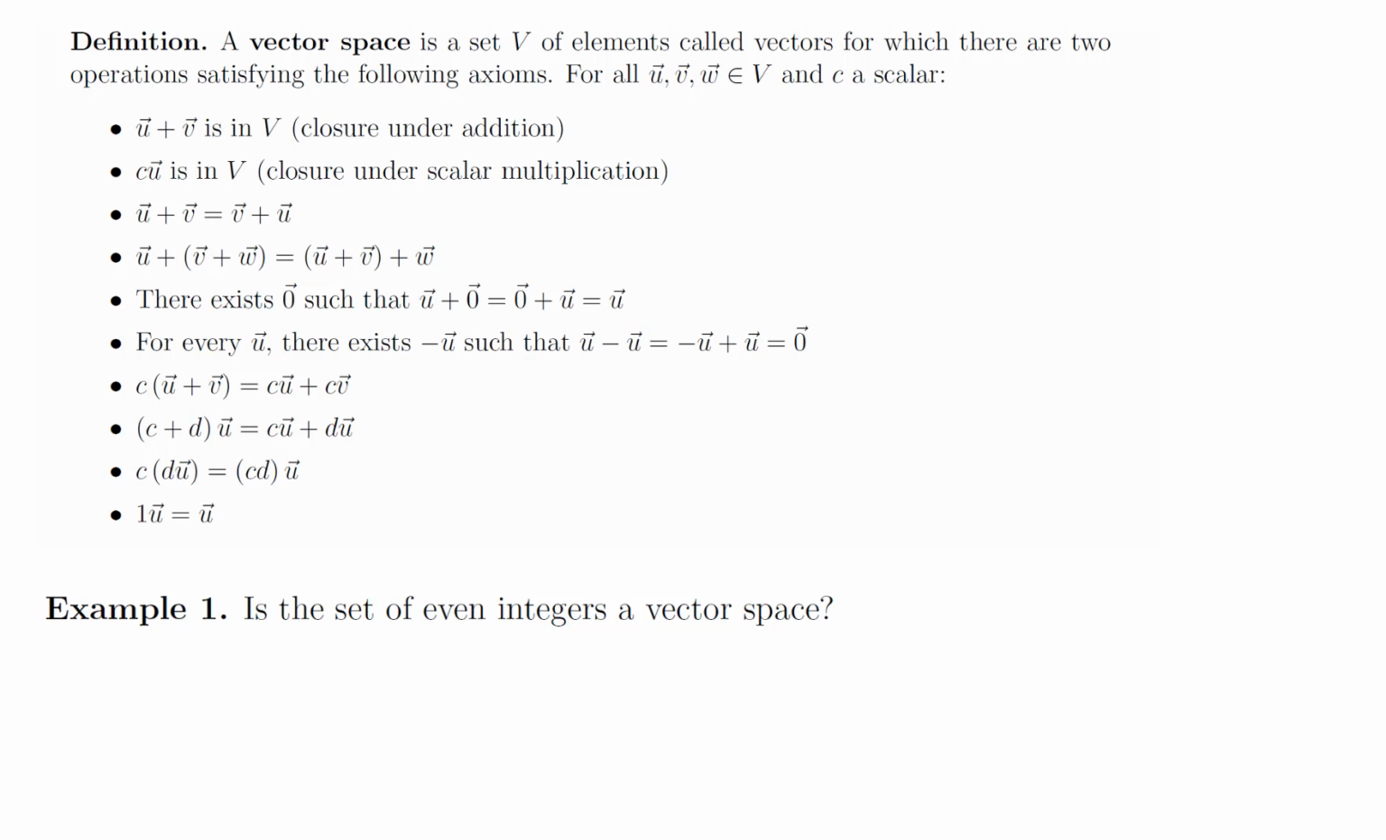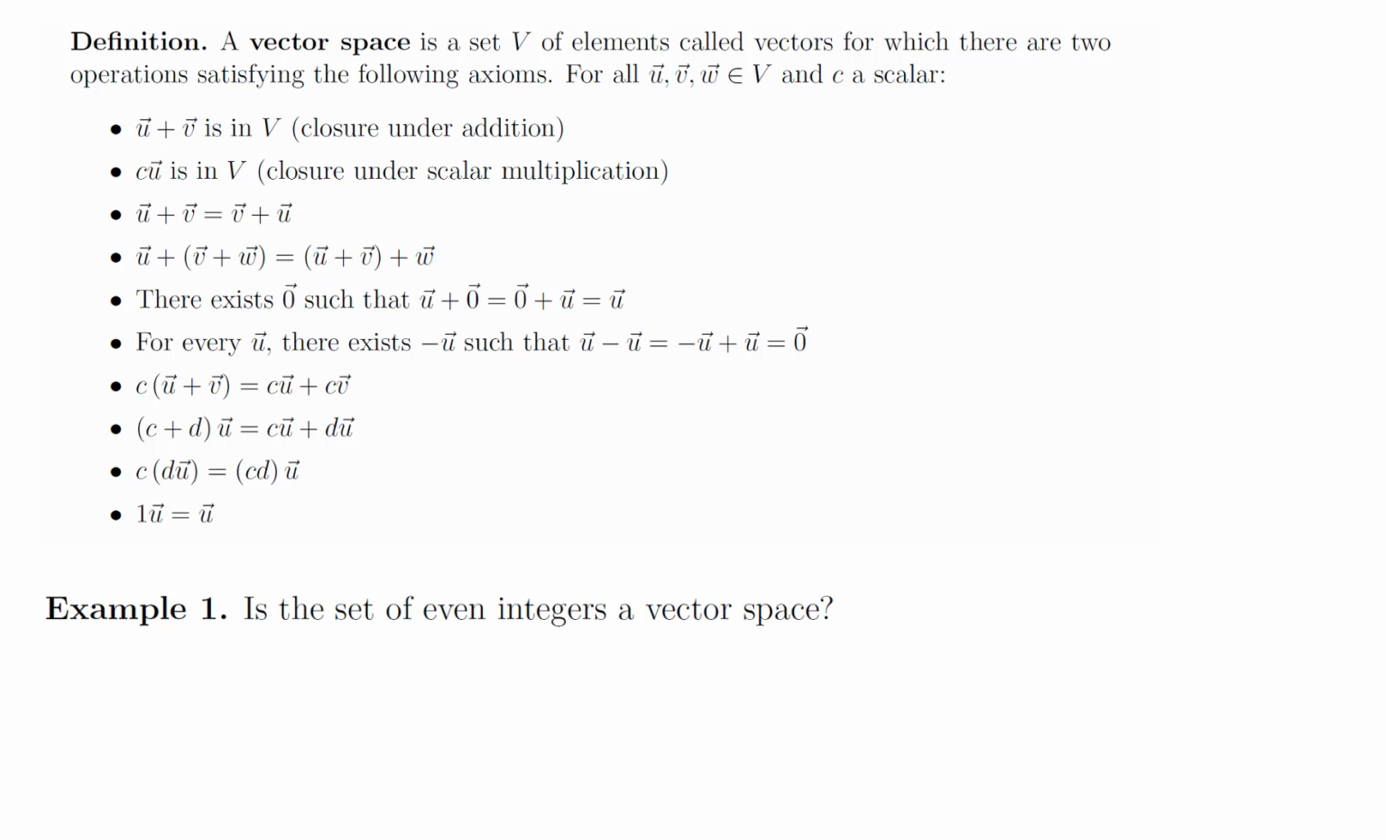Hello, in this video we're going to examine the definition of a vector space and apply this definition to some more abstract vector spaces than we have in the past. So recall that a definition of a vector space is that we've got a set V, and V consists of elements called vectors for which there are two binary operations, namely addition and scalar multiplication.